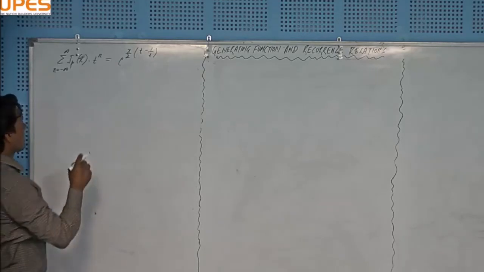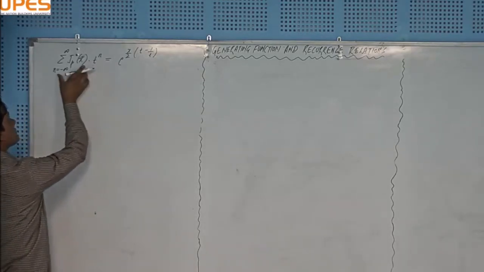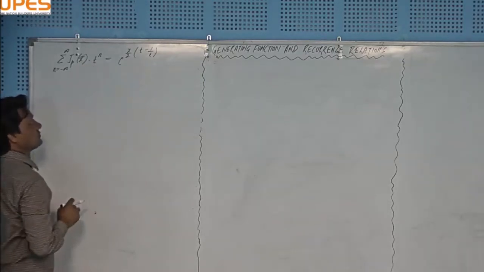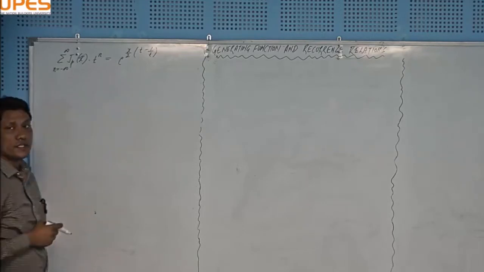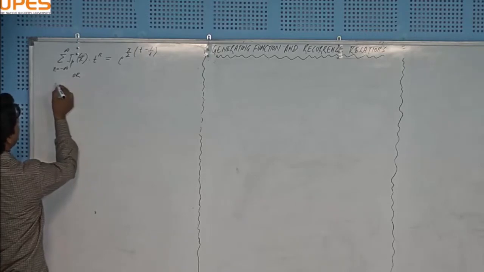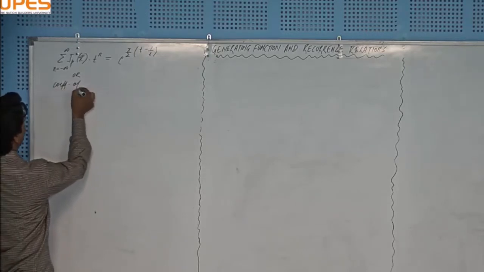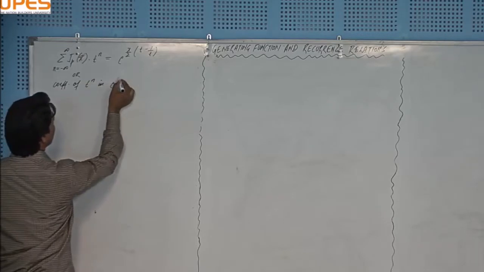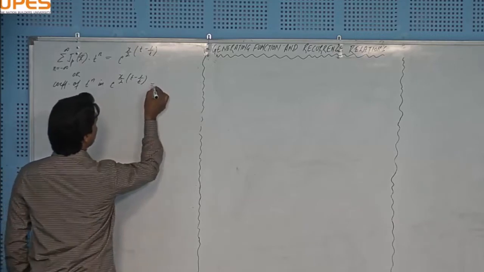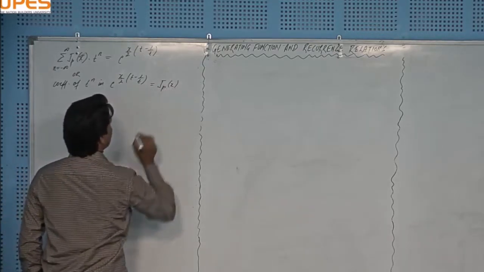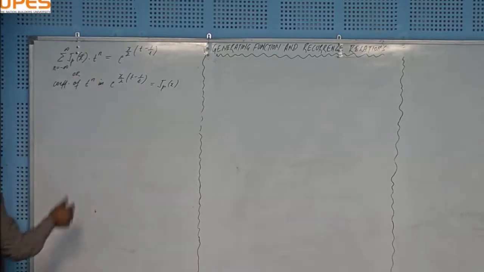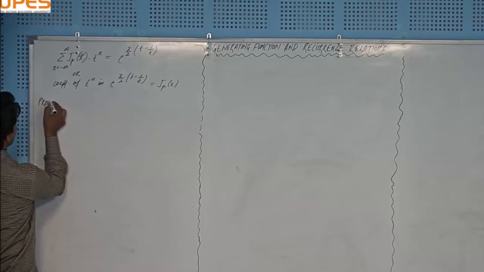It means that the coefficient of t to the power n in this series is equal to the coefficient of t to the power n in the right hand side, right? Or you can say that the coefficient of t to the power n in the expansion of e to the power x/2 (t minus 1/t) is equal to J_p(x), right? So this fact can be stated in this way also. So we'll start a proof of this.